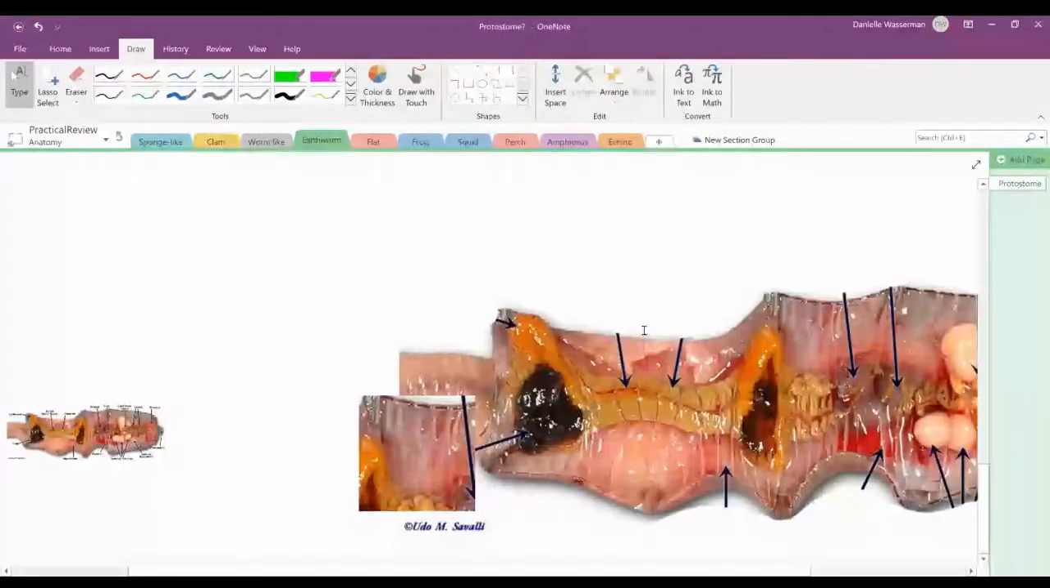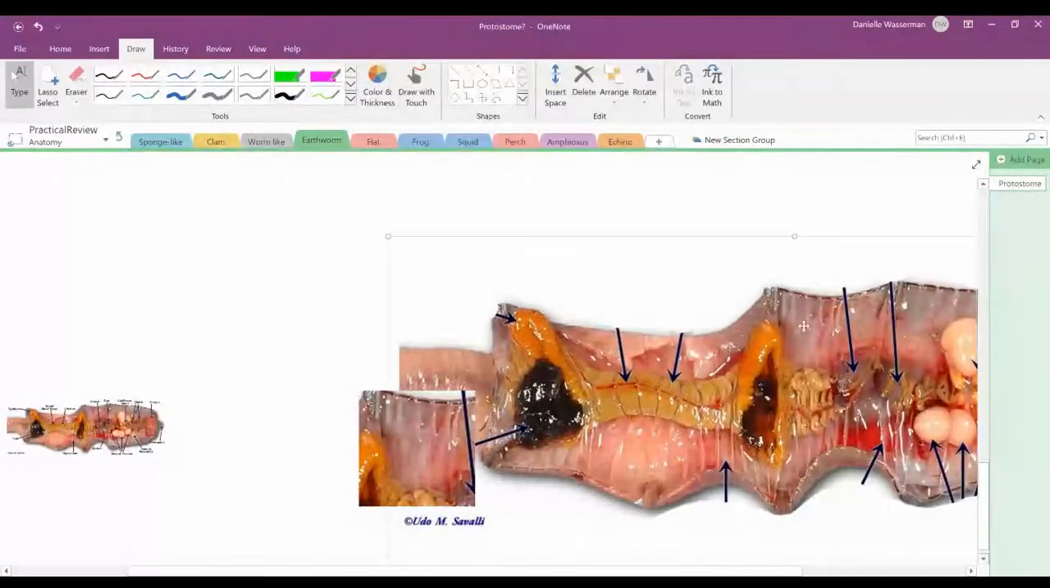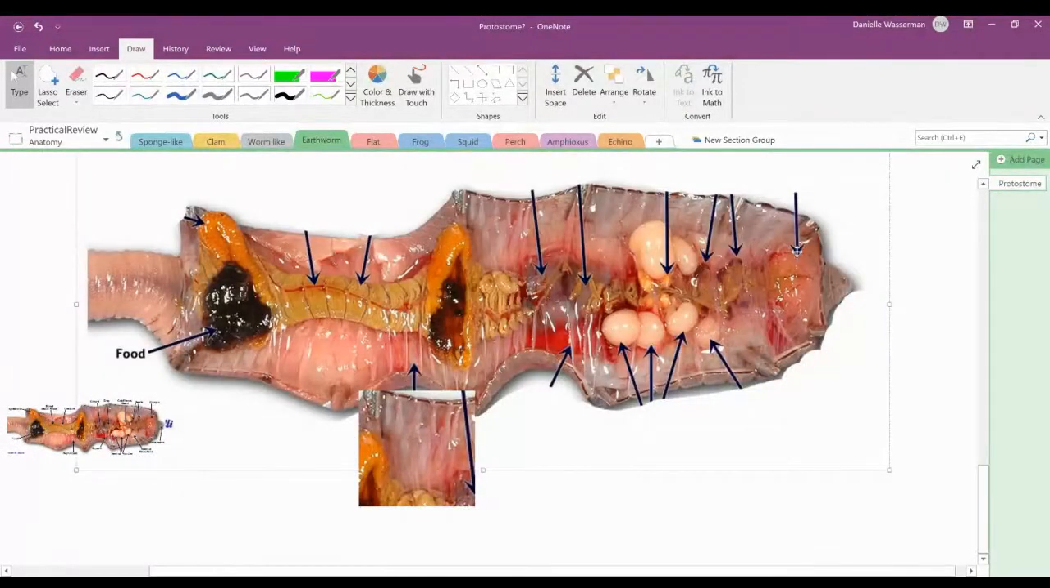So I've alluded to what is missing. And this is a very freshly open worm. So these are all reproductive organs. They could be male or female. I'm not entirely sure.